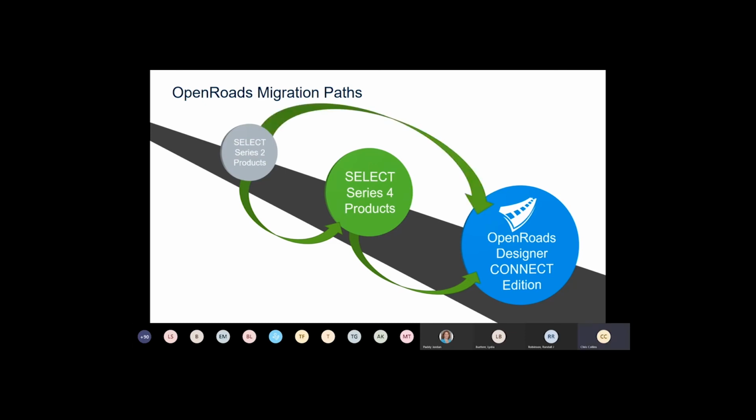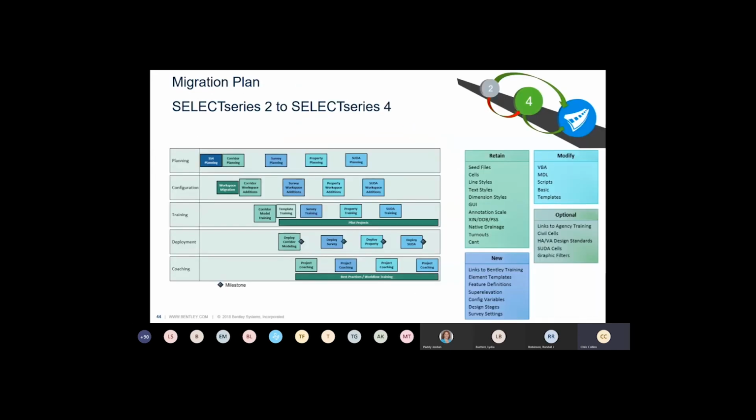The other option, which is what North Carolina DOT opted, was to go from Select Series 2 to OpenRoads Designer. This was slightly more difficult, simply because the transition from 2 to 4 wasn't made. So you have the same considerations going from 2 to ORD. So it had to be handled there. Not a big thing, but just another level of effort there that had to be put in to get to that.